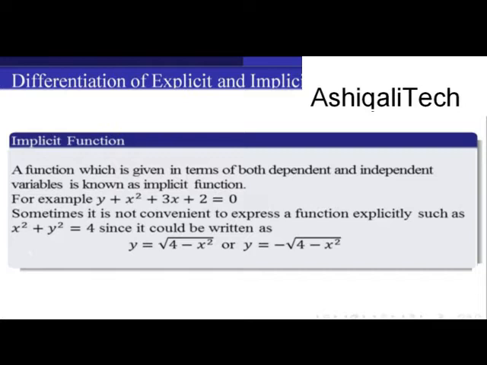Sometimes it is not convenient to express a function explicitly, such as x square plus y square is equal to 4. Since it could be written as y is equal to square root of 4 minus x square, or it can also be written in this form, y is equal to minus square root of 4 minus x square. So this is not in the explicit form. Since we have two explicit forms, it is called the implicit form. Dear students, now we look at an example.